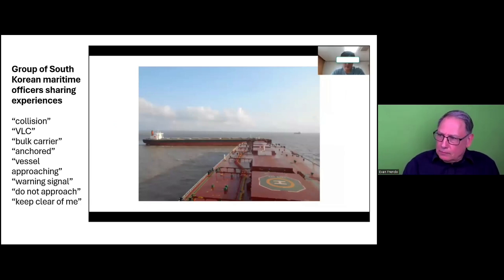When I carry out duty in the morning around 7 o'clock, I found one vessel approaching to me. So I gave a warning signal by press on. I said, that vessel, please don't approach to my vessel. The distance between my vessel and your vessel is very close. So please keep clear of me. So I said.